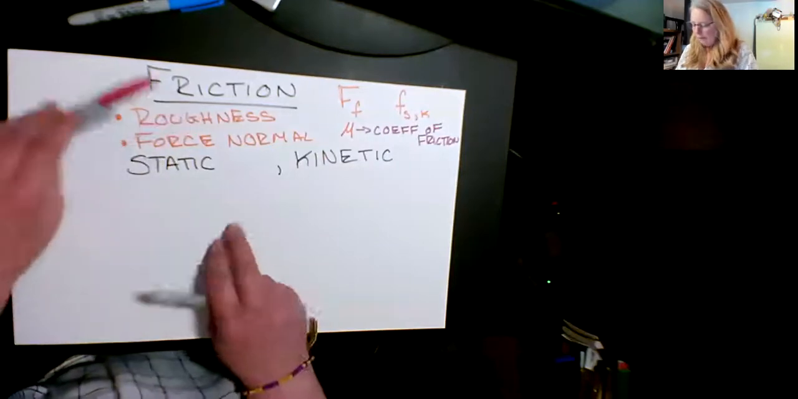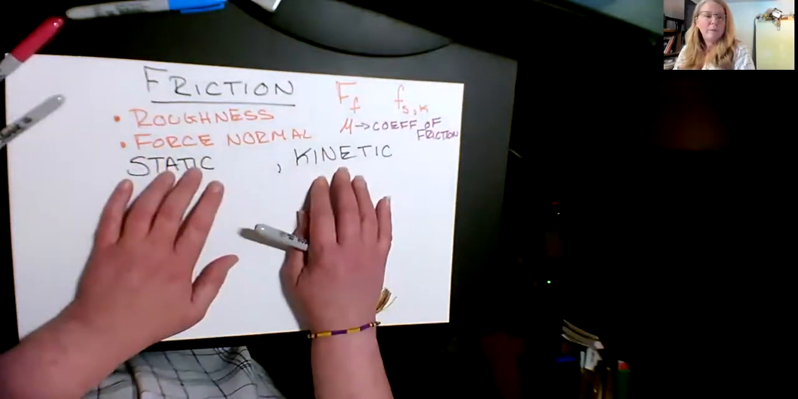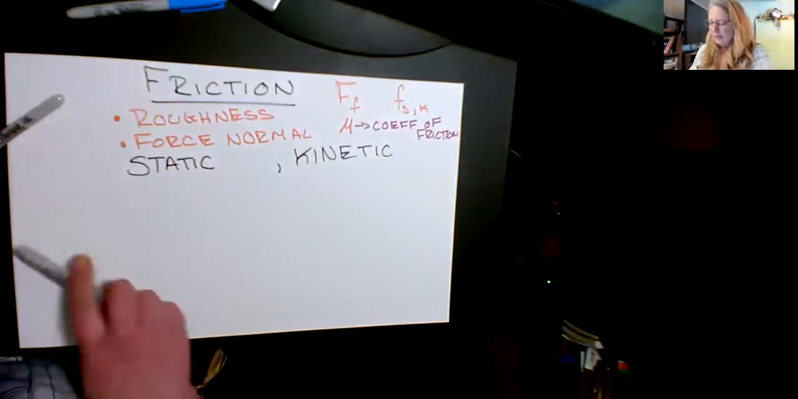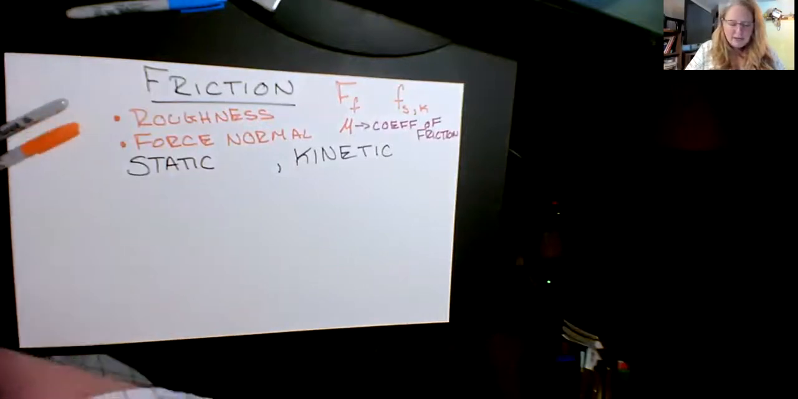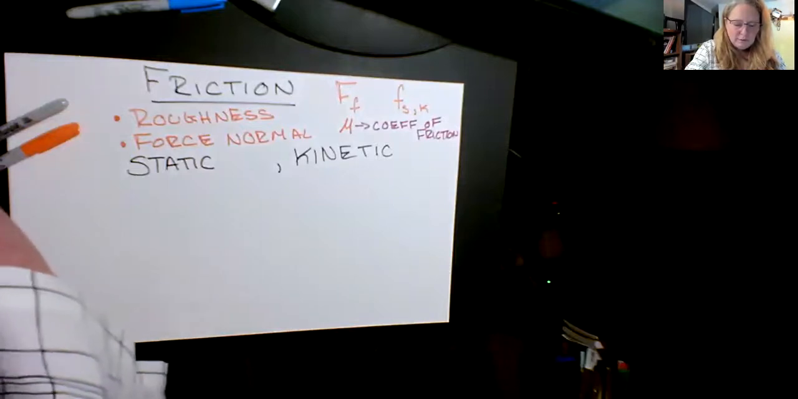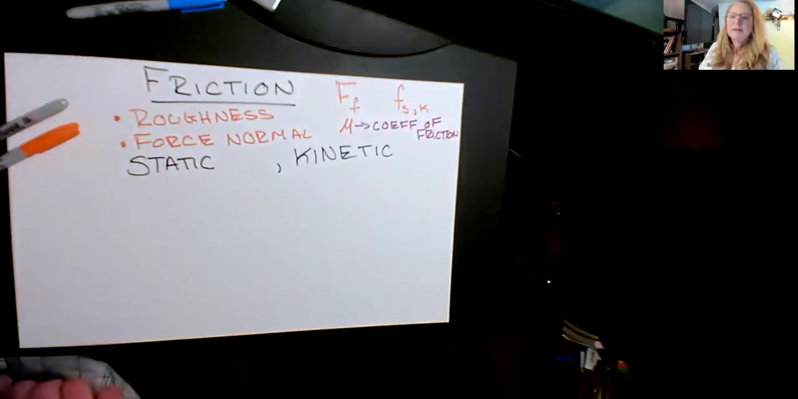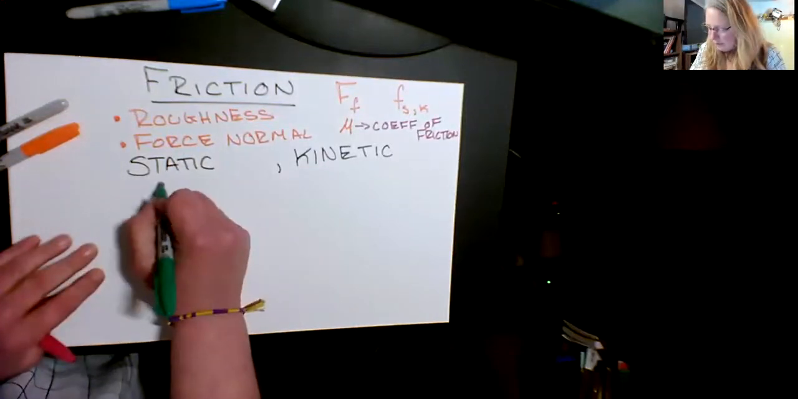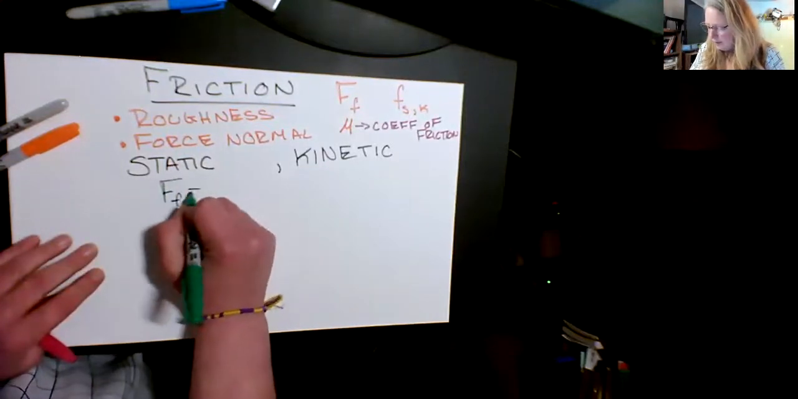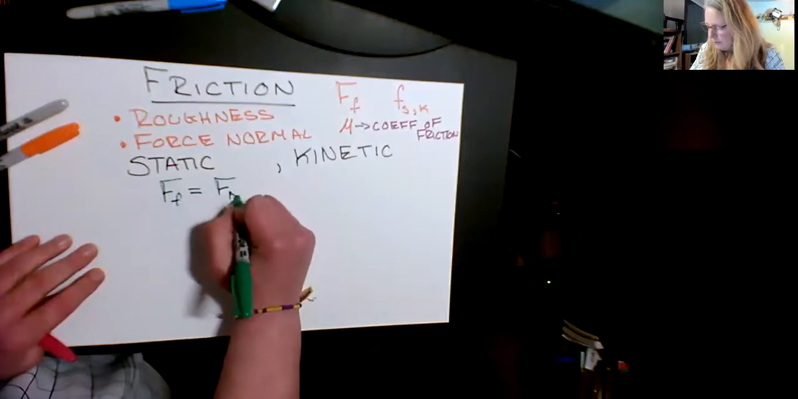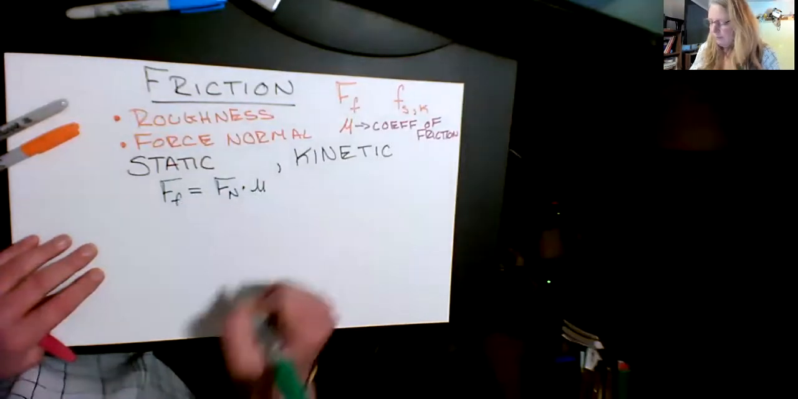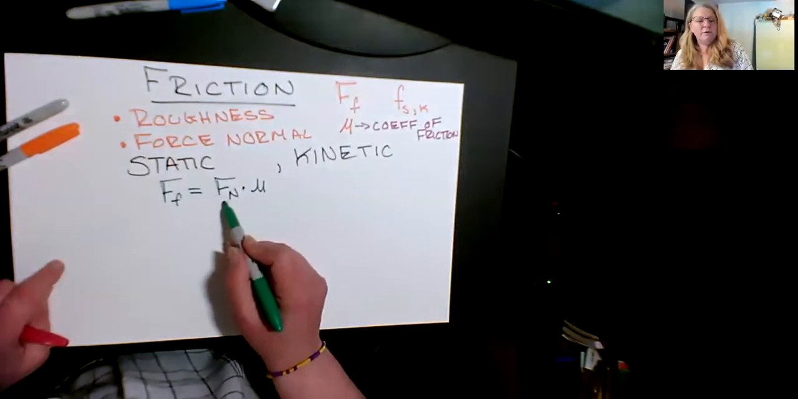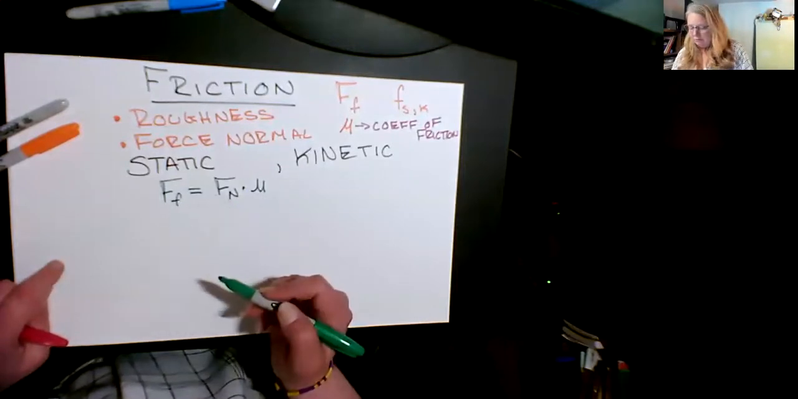And there's a couple of important things, and we're going to work with both kinetic and static. But I want to talk about static here first, because I'm going to give you an equation, and you're going to start using it for everything when it doesn't apply to everything. And that is, I'm going to say that the force of friction is defined as the force normal times mu, where this is the coefficient of friction, this is the force normal, this is the force of friction.